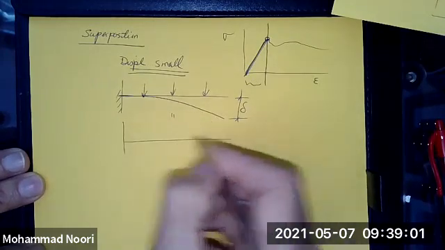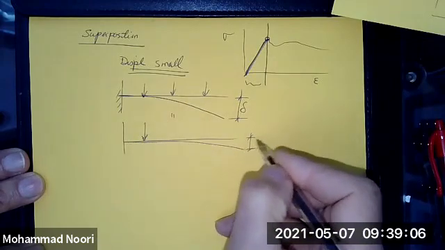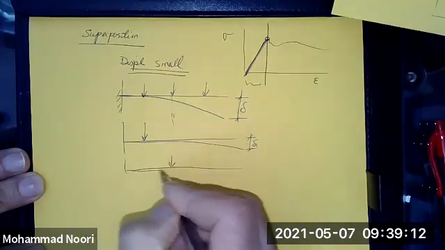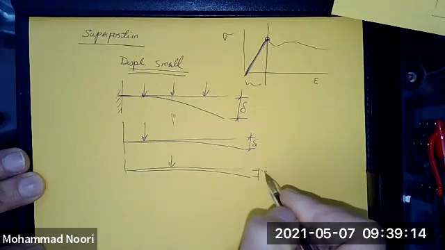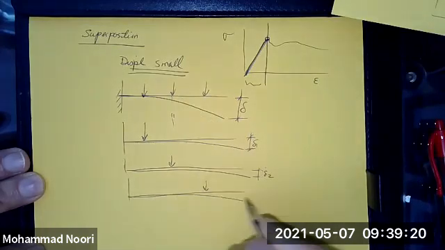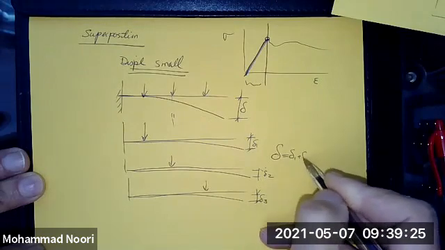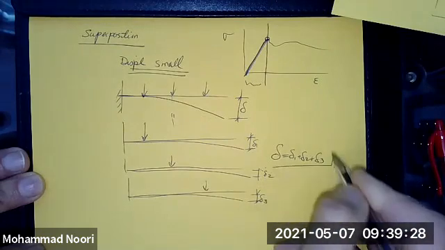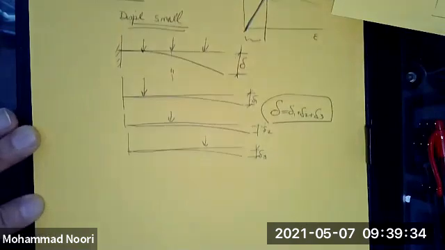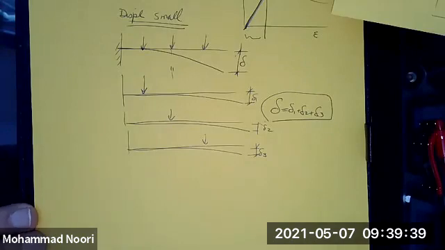You first find the displacement of this beam under the action of this force, okay? Find the displacement under the action of this force, find the displacement under the action of this force, okay? And if you add these up, okay, that will give you the total displacement under the action of all of these combined. That concept is applicable to vibratory systems as well.